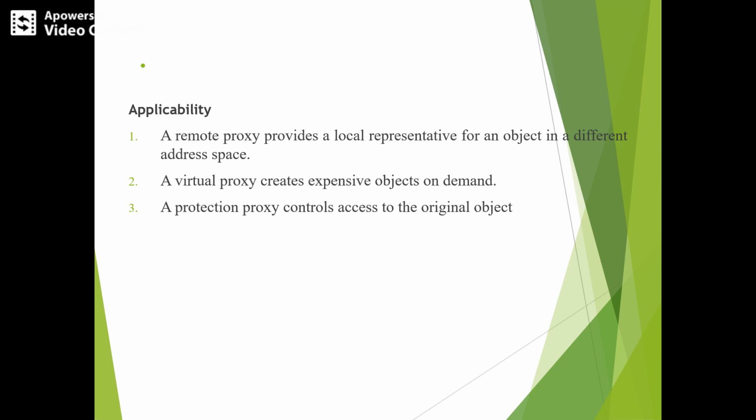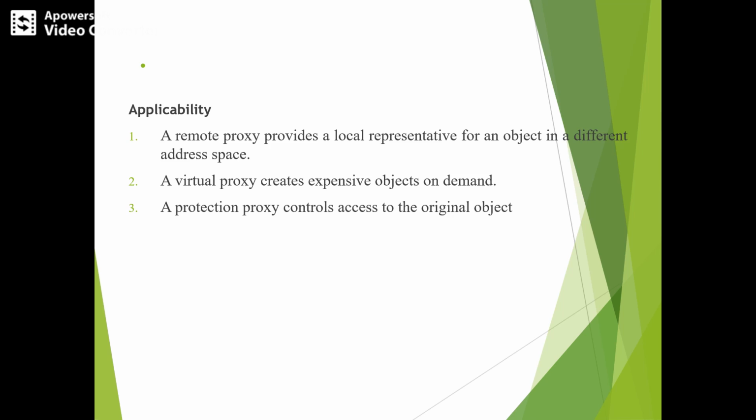The first one is a remote proxy. This is the case which provides a local representative for an object in a different address space. For example, NEXTSTEP uses the class NXProxy for this purpose. Other systems call this kind of proxy an ambassador. So whenever that is required, it is applicable. These are some situations to consider.